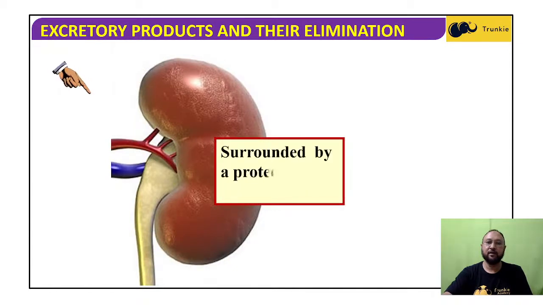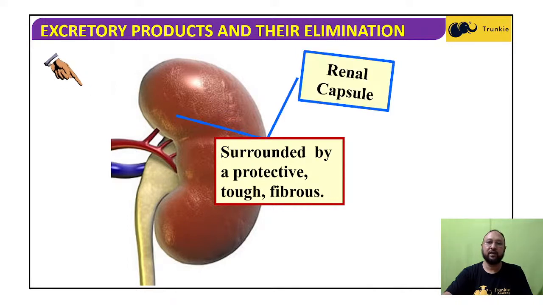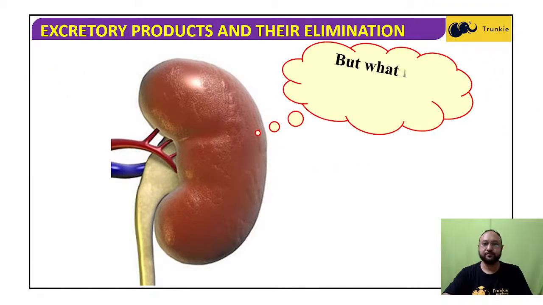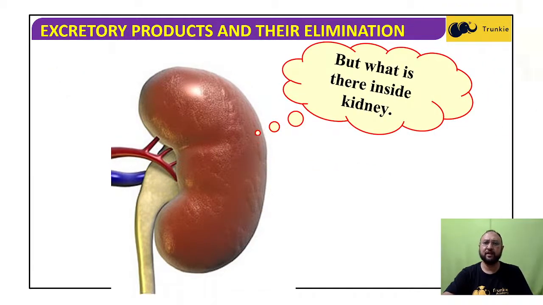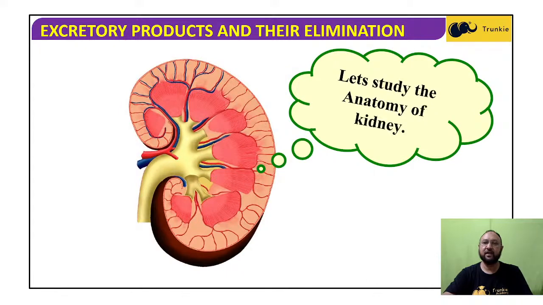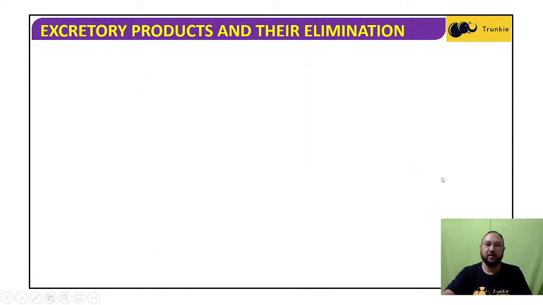The kidney is surrounded by a protective tough fibrous covering. What is that? The renal capsule. But what is there inside the kidney? Let us study the anatomy. When you cut it transversely or longitudinally, you will find two distinct regions, the cortex and the medulla.